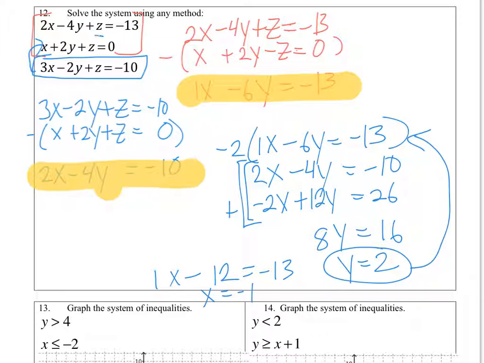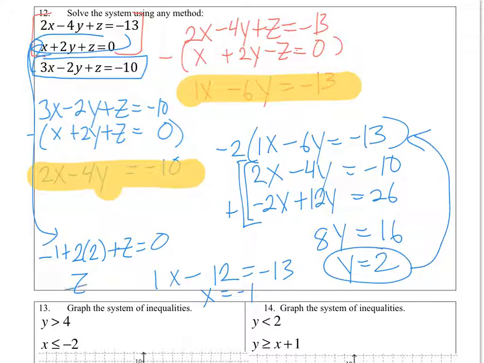And then I can go back up to the beginning. I kind of like the 0 one. I don't really know why. And if I get -1 plus 2 times 2 is 4, plus z is equal to 0, we end up getting z is -3. A good piece of advice is to go back through and plug these back in to the other equations to check your answer. I am running short on time, so I don't want to do that here.